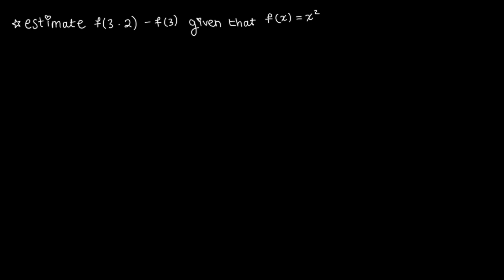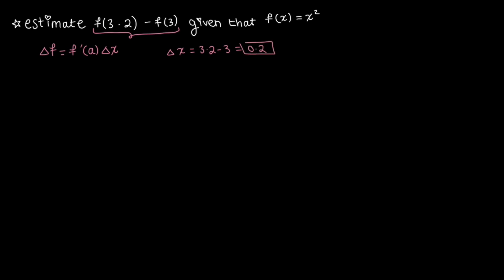We are asked to estimate f of 3.2 minus f of 3 given that f of x is equal to x squared. So there's a few more steps in this question, but given the formula that we just derived, delta f is equal to f prime of a times delta x, we can solve this simply. So let's start by defining some of these terms in our question. Our delta f in this case is f of 3.2 minus f of 3, and our delta x is equal to 3.2 minus 3, or 0.2.